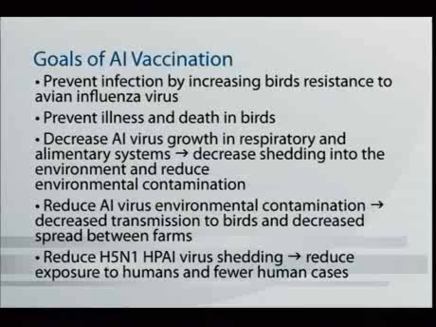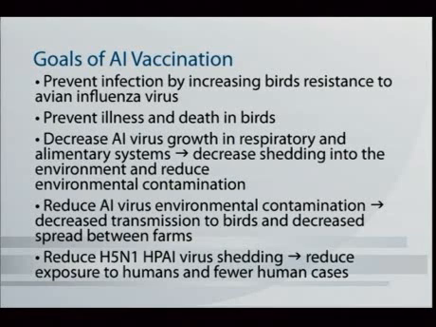Third, by good immunity, we decrease avian influenza virus growth in the respiratory and the alimentary tracts. Therefore, we decrease the shed into the environment, and therefore we reduce environmental contamination. As a result of the reduction in avian influenza environmental contamination, we decrease the transmission to birds on the farm, as well as decrease the spread between farms. And the final goal, by reducing the H5N1 high-path avian influenza virus shedding, we also reduce exposure to humans and produce fewer human cases.